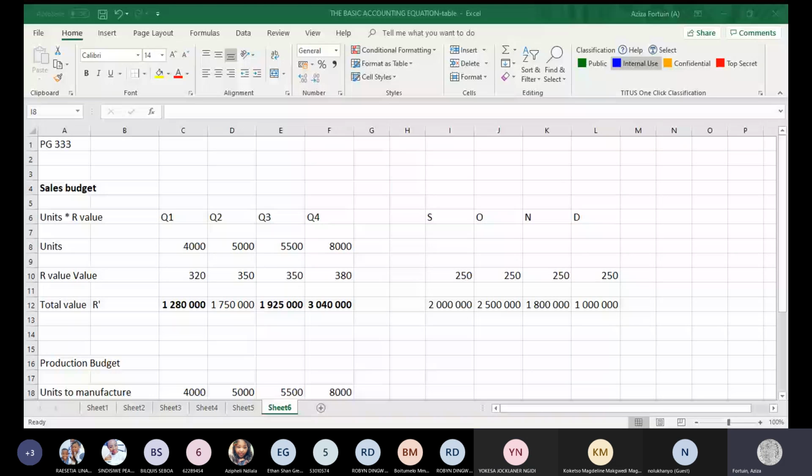2 million divided by 250 is 8,000. Right? 2.5 million divided by 250 is 10,000. And 1.8 million divided by 250 is 7,200 units.